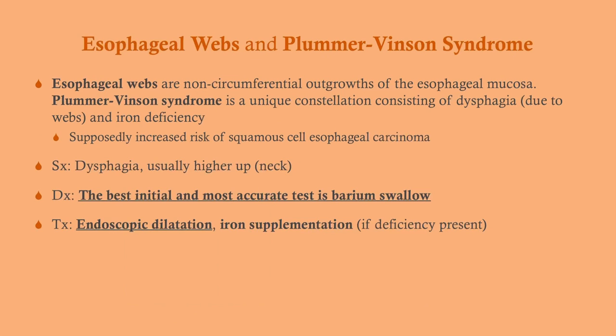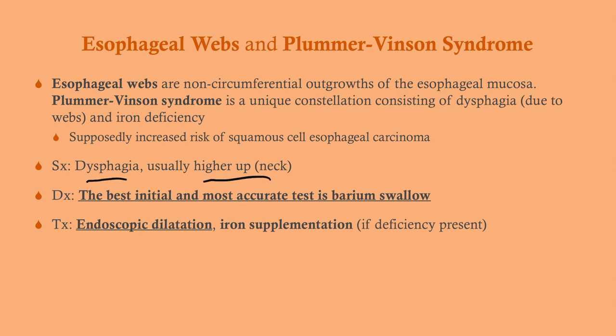Now, esophageal webs are non-circumferential, and commonly where you'll see this, at least on exams, is in the constellation of Plummer-Vinson syndrome. And Plummer-Vinson syndrome is esophageal webs plus iron deficiency. So if you have a patient with esophageal webs, it's worth it to get iron studies. Again here, dysphagia is the symptom. It's going to be solids, not liquids, because this is mechanical.